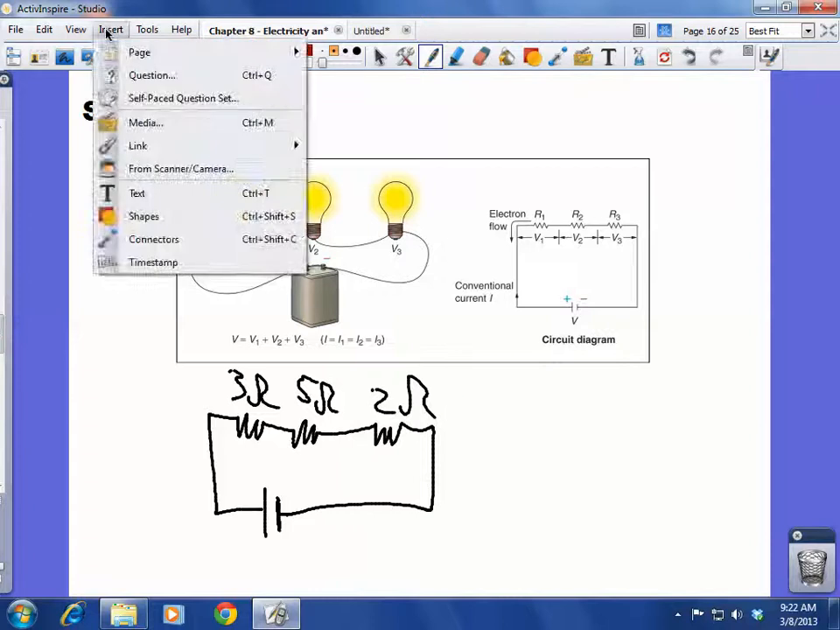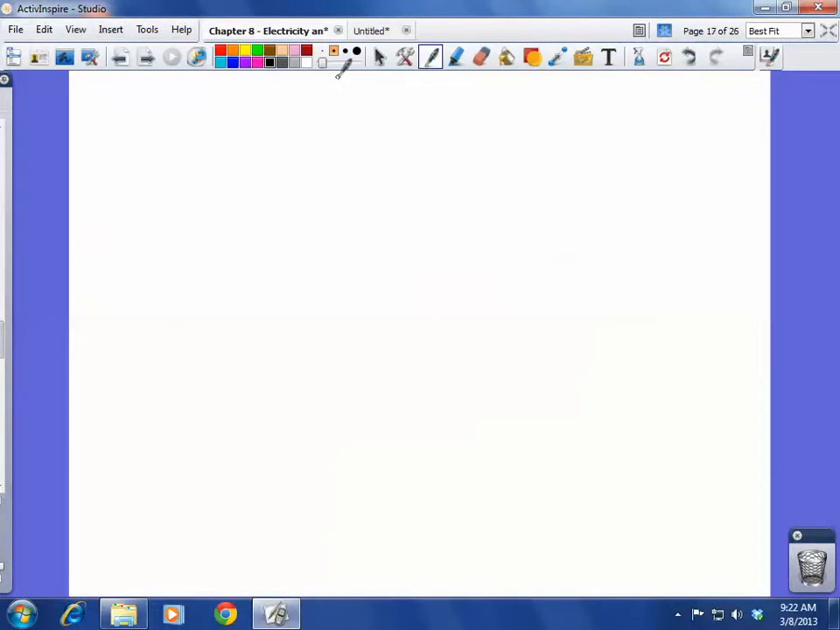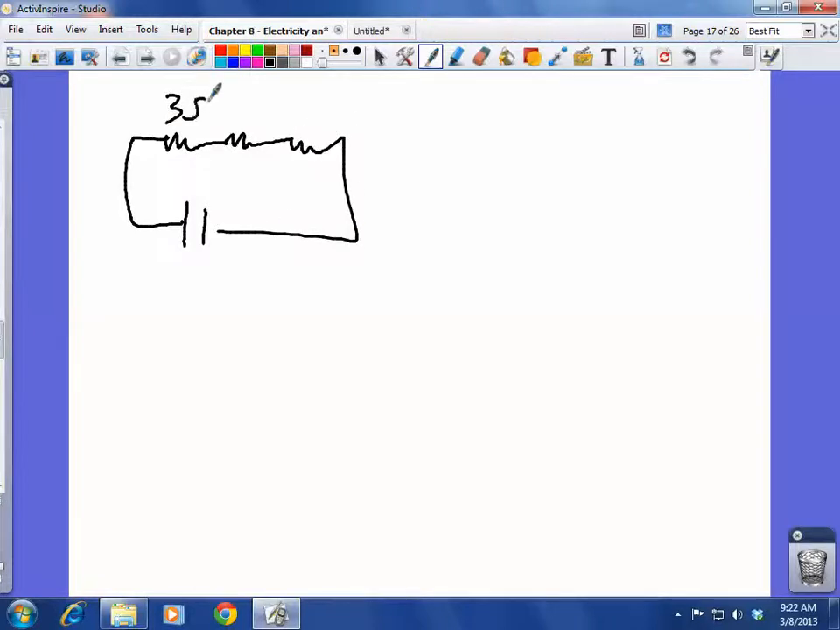Let me go ahead and go to another page so we have a little bit more room here. So what we're saying here is that this first one resists the flow of electrons some amount, equal to 3 ohms. The second one resists it some amount, equal to 5 ohms. Third one resists it 2 ohms. So if I want to find the total or equivalent resistance of this entire circuit, I'm just going to add up the individual resistances.